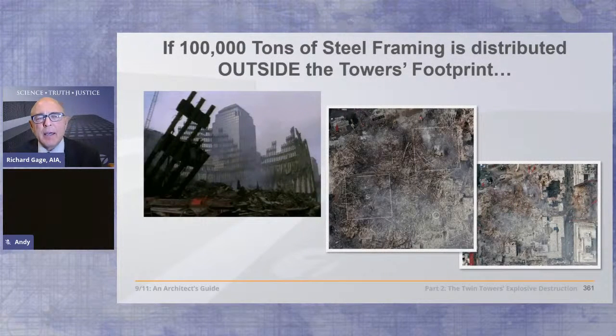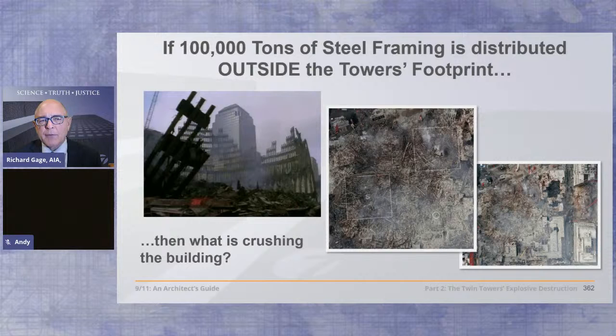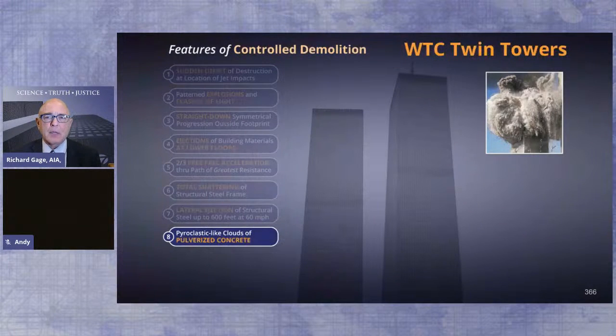And by the way, if 100,000 tons of steel framing is hurled laterally outside the tower's footprint, what's left to crush the building? Because it's not the steel. It's not 100,000 tons of steel. You say the concrete, it must be the concrete. We'll come to that because that's where we're heading next.